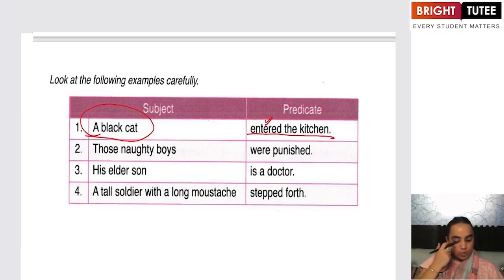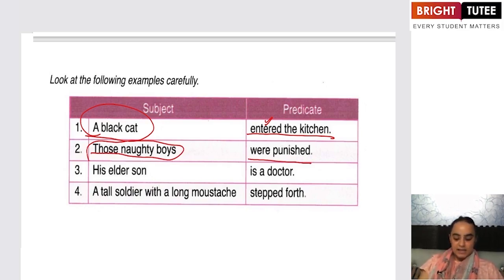Those naughty boys were punished. Who are we talking about in the sentence? We are talking about those naughty boys. So this is my subject. And what happened to those naughty boys? They were punished. Now both these words in the sentence are verbs.